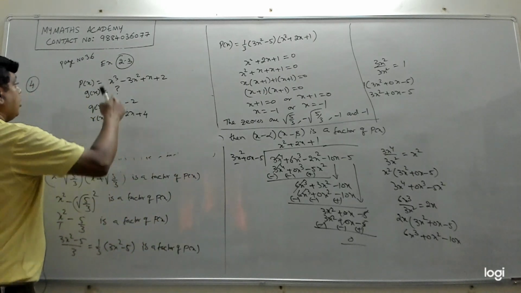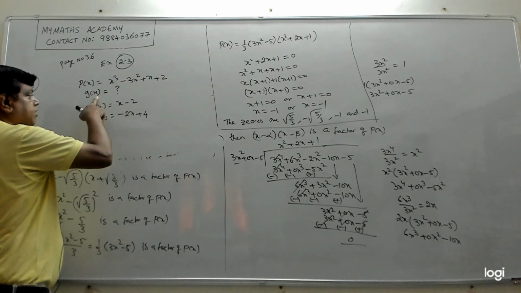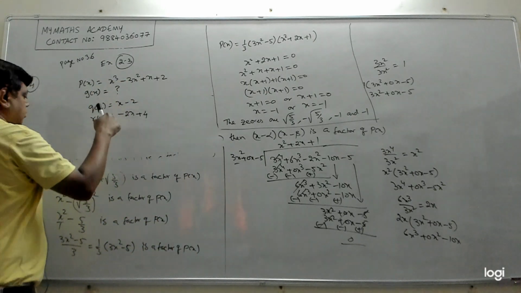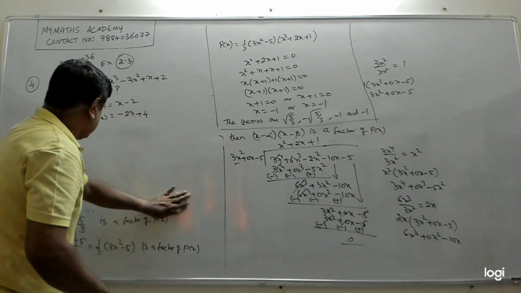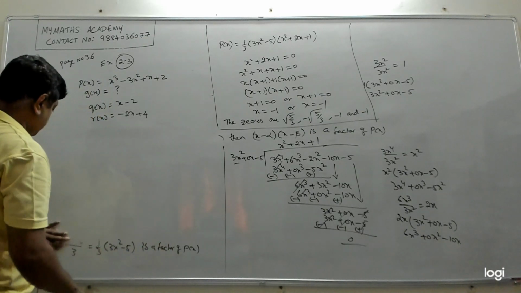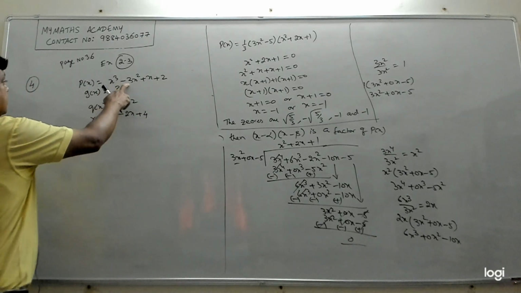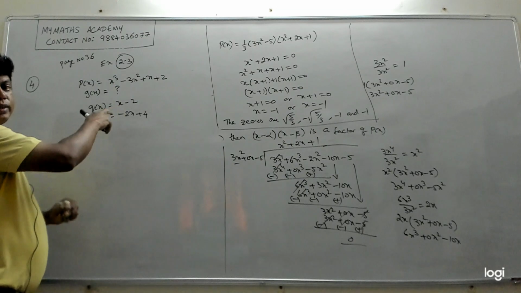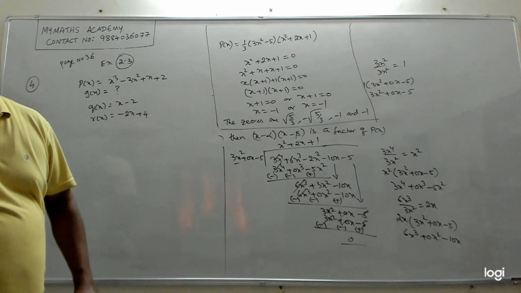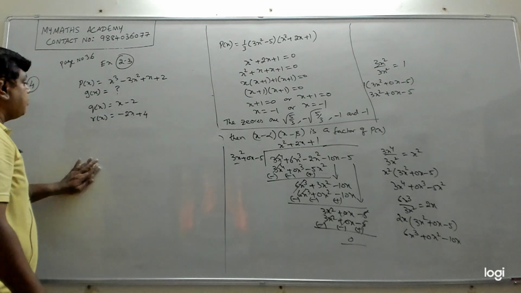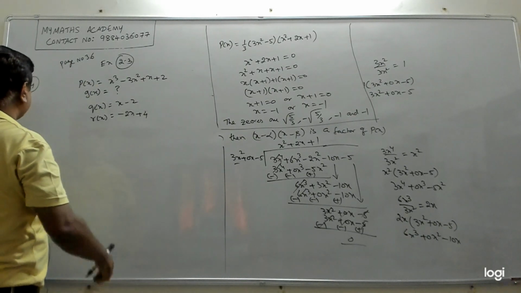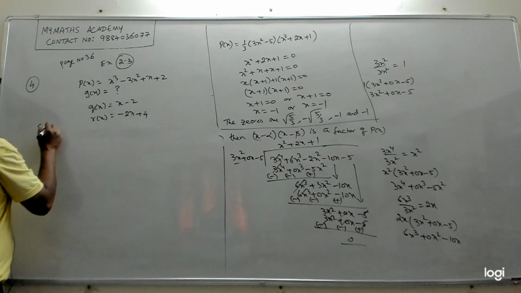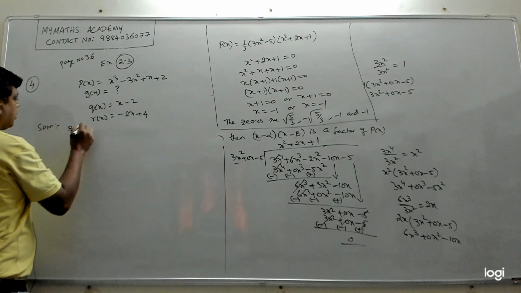So when p of x is divided by the polynomial g of x, this is the quotient, this is the remainder. What is the g of x? What is the polynomial g of x? Which when it divides p of x, you get the quotient as x minus 2 and remainder as minus 2x plus 4. So we will use our division algorithm. So what is our division algorithm? Division algorithm says that, so solution is by division algorithm.